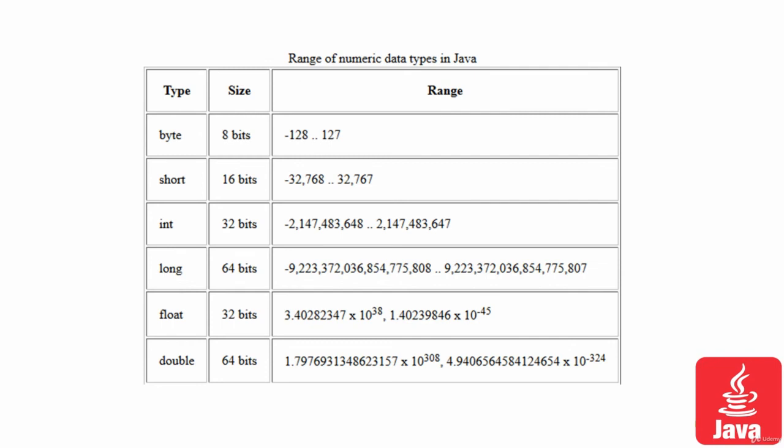Then the short could have a value between minus 32,768 and 32,767 in the positive range, having size 16 bit each. Then we have integer, long, float, and double values. So for advanced mathematical operations, for scientific calculations and such things, we need double, float, and long values. But for normal things, we don't need these things.